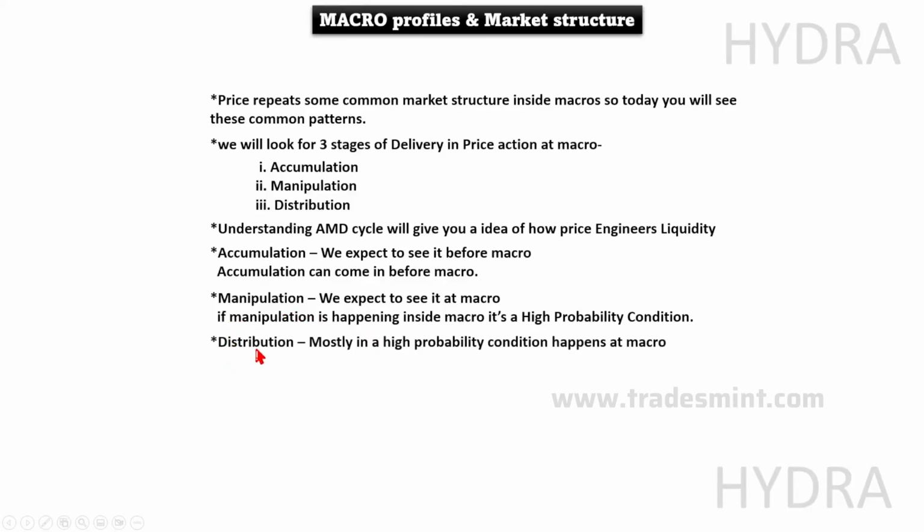And the last phase is going to be distribution. Mostly in a high probability condition it happens at macro. It's not 100% of the time, but most of the time. Suppose 80 to 90% of the time in an intraday session, you will see price delivering liquidity from one swing low to another swing low, one discount PD area to another premium PD area, one premium PD area to another discount PD area inside macros. That's how price delivers liquidity. So these are the three topics that I'm going to cover with market structure, complete market structure.